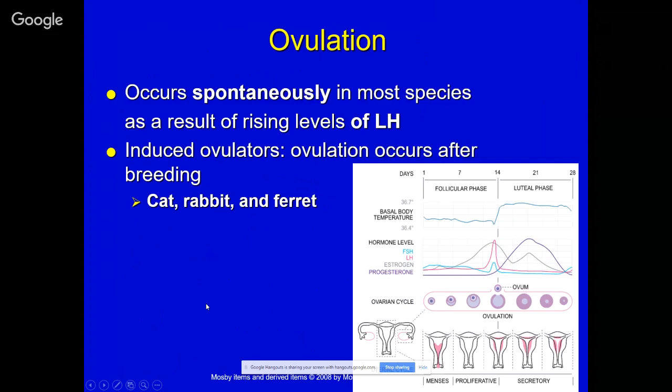Ovulation occurs spontaneously in most species as a result of rising levels of LH, luteinizing hormone. Luteinizing hormone breaks open that follicle. There are induced ovulators, where ovulation can only occur after breeding, after copulation with a male, and that's in the cat, the rabbit, and the ferret. Now, ovulation still occurs because of LH release, but the surge of luteinizing hormone only occurs after copulation in these animals.